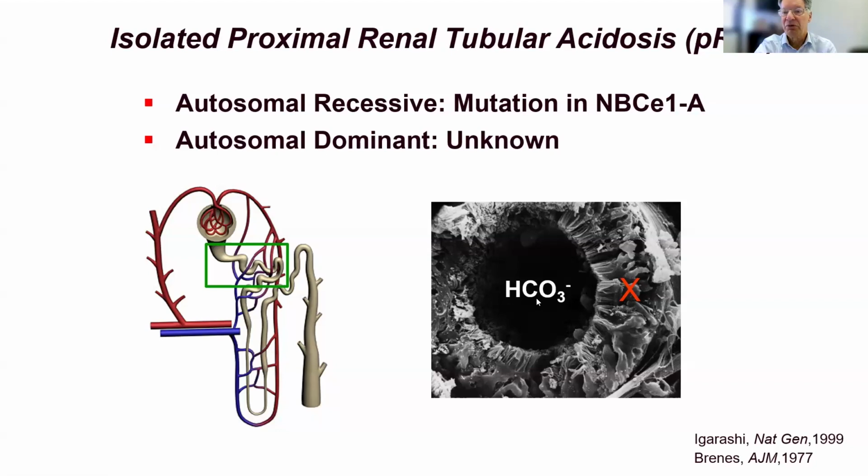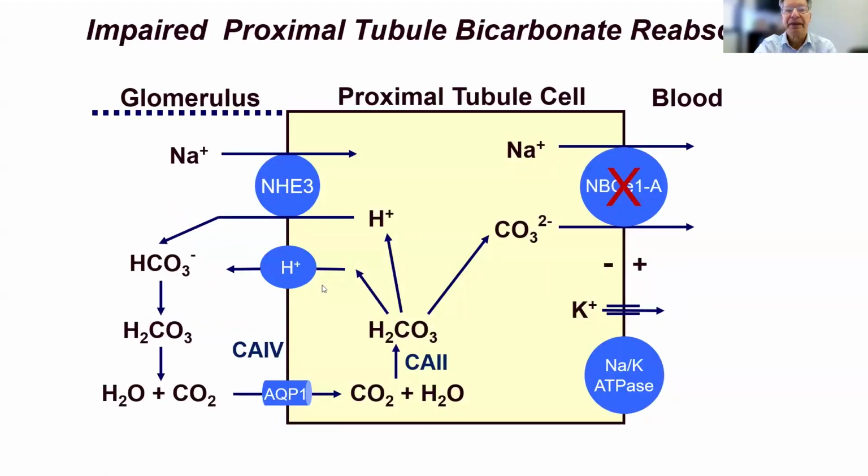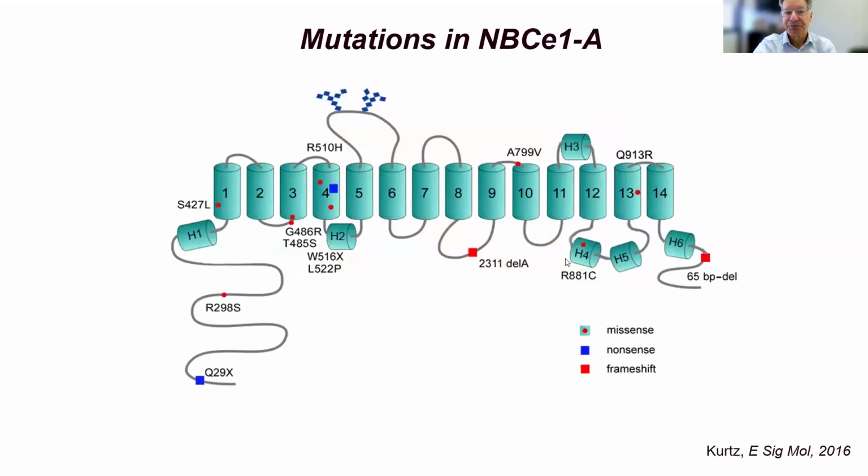So the only genetic cause of isolated proximal RTA that's been described in humans are mutations in NBCe1A. And the problem is the bicarbonate cannot get out of the cell. So again, we have this transporter not working properly. It can't transport sodium bicarbonate out of the cell in these patients.